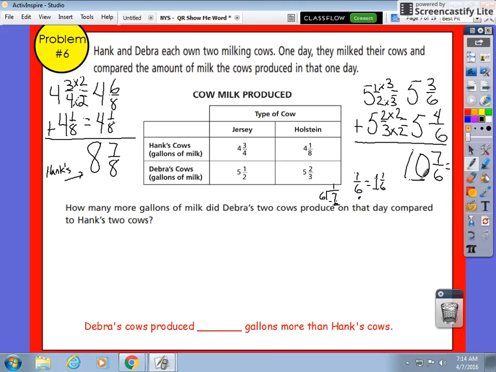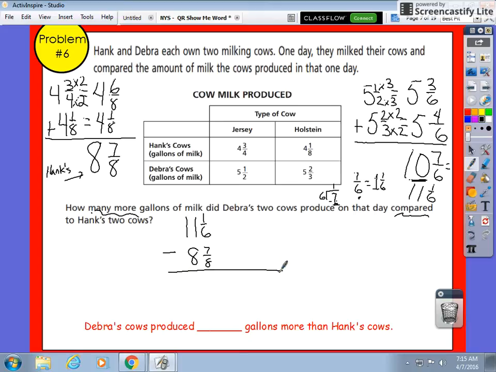But remember, I don't have just 7/6. I have that whole number 10. So I need to add that 1 and 10, and I get 11 1/6. So now I have the gallons of milk that they produced total for each person. I now need to compare it. I need to compare, and I need to find out how many more. So I'm going to start down here, and I'm going to subtract 11 and 1/6 minus 8 and 7/8.